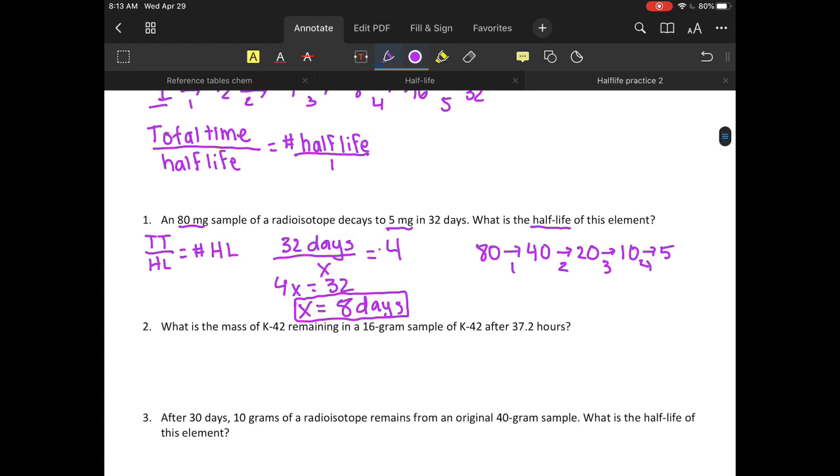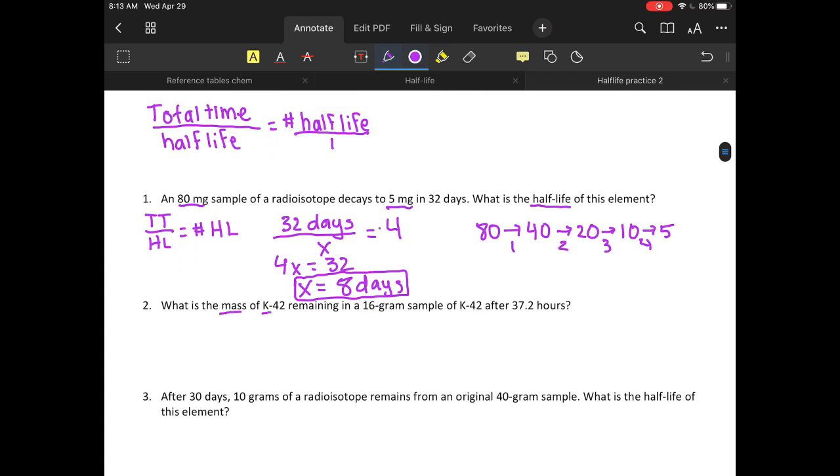All right, next, what is the mass of K42 remaining in a 16-gram sample of K42 after 37.2 hours? Okay, total time over half-life equals number of half-lives. Total time is 37.2 hours. And now they gave me an isotope, so that means I need to look up its half-life on table N, which I have in front of me, and the half-life is 12.36 hours. So once again, I got that from table N, the reference table.